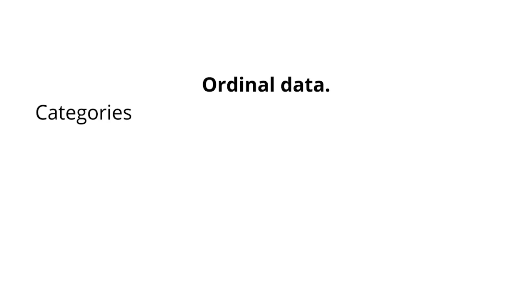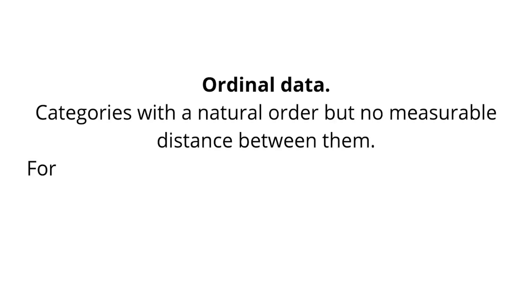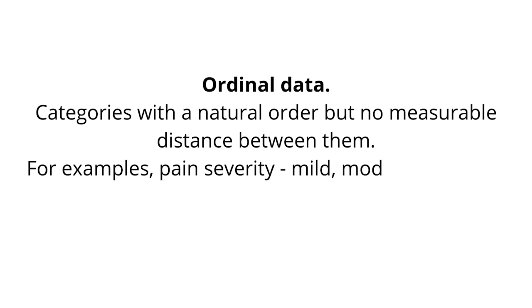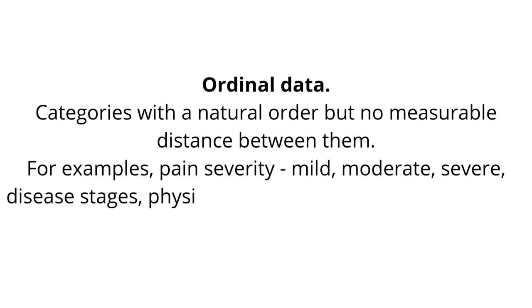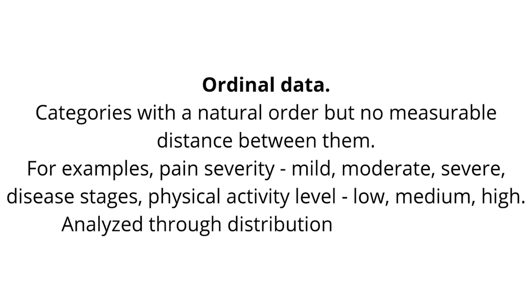Ordinal data. Categories with a natural order but no measurable distance between them. For examples, pain severity, mild, moderate, severe, disease stages, physical activity level, low, medium, high. Analyzed through distributions and rankings.